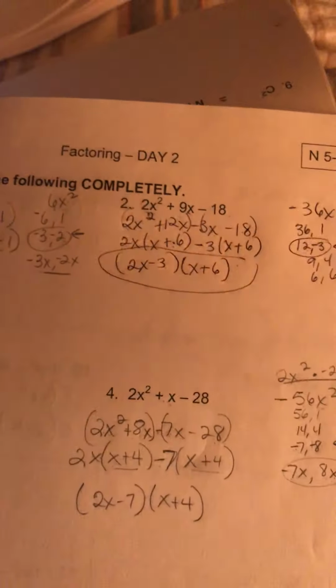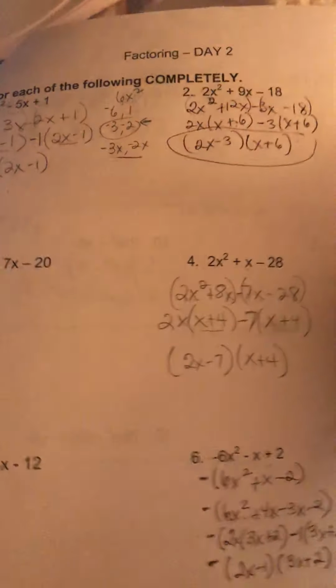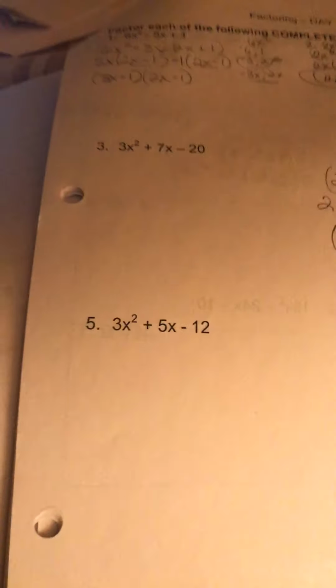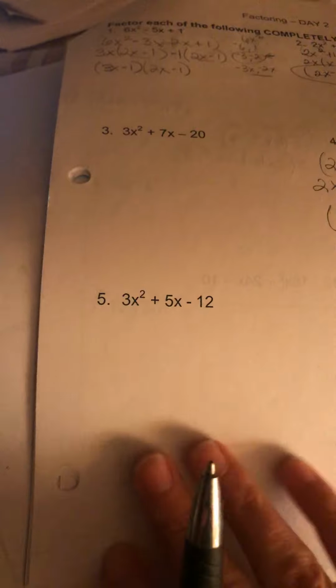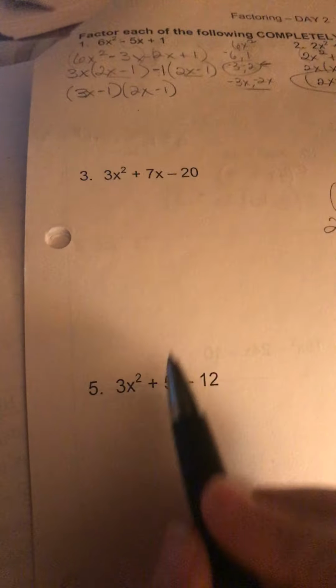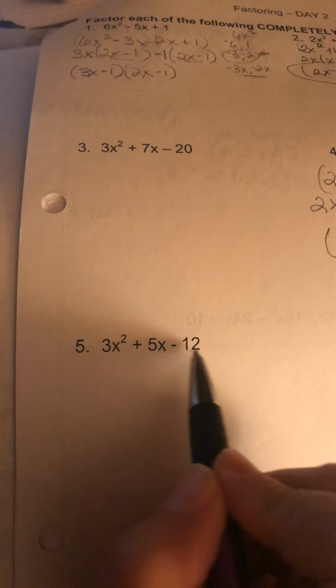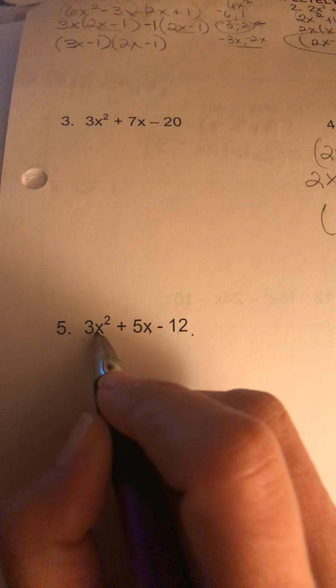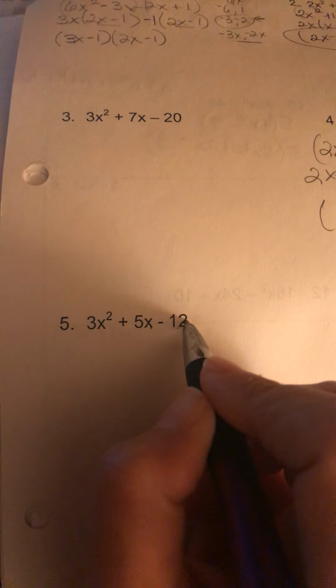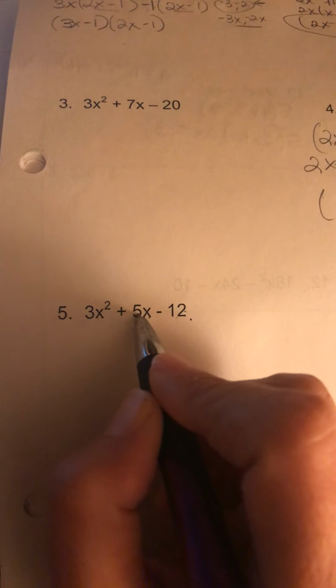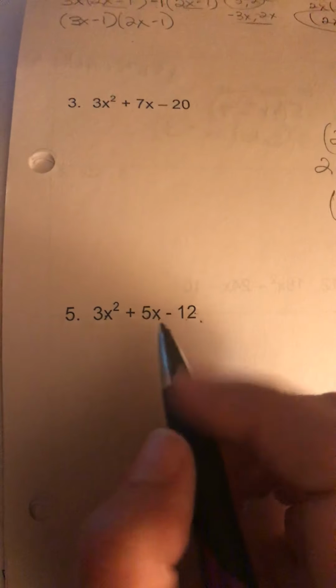All right, let's do one more. We're doing the same thing each time on all of these. Okay, so let's look at the next one: 3x squared plus 5x minus 12. Do these have anything in common? No, because 5 is prime and 3 is prime, so they don't have anything in common.